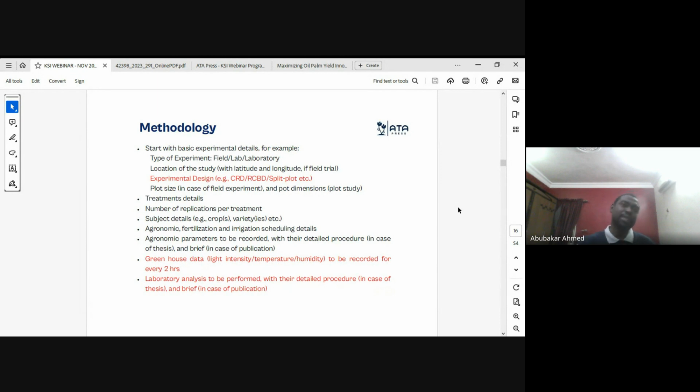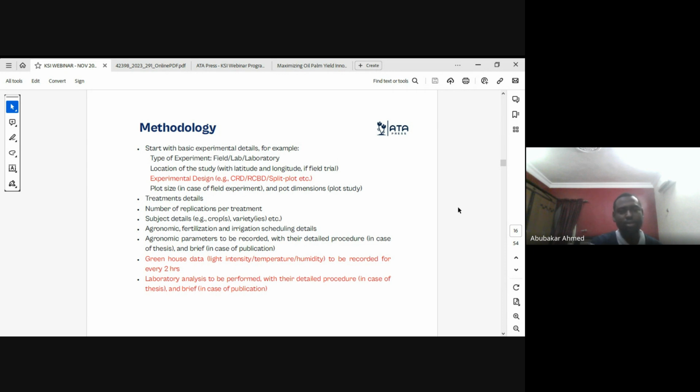If you perform a laboratory analysis or field trial, or maybe for those in the social sciences, they go to the field, they have an interview with the respondents. So you need to have details, the procedure, how you do this, how you do that. The process has to be recorded. So when you go to thesis, you present it holistically, meaning that you cannot give a brief summary of it. You need to present it in details.